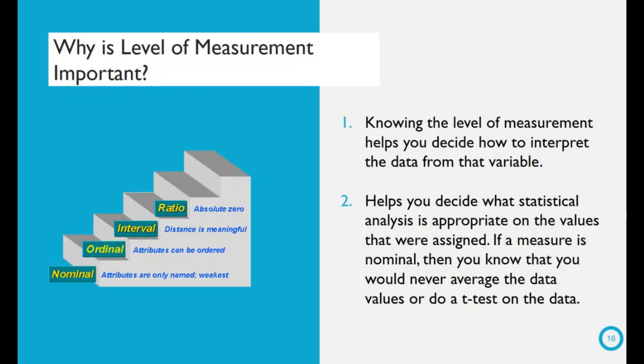So if a measure is nominal, then you know that you would never average. You cannot run a mean or a standard deviation for your data whenever your data is nominal in scale. Or maybe run a t-test or correlation? No, you cannot, right? It doesn't make sense to run a Pearson correlation on nominal data. So this is the importance of knowing the measurement scale.